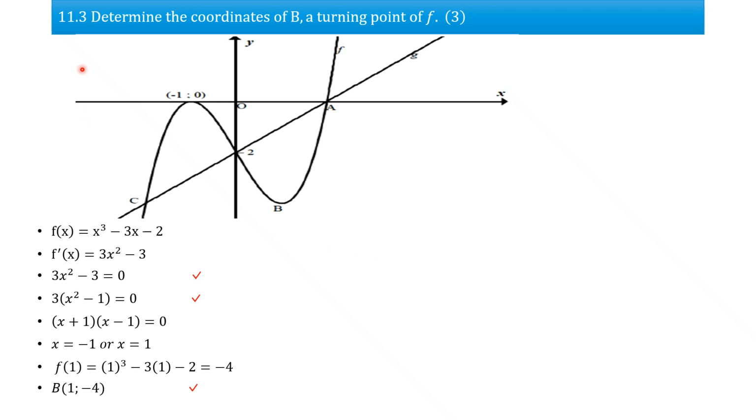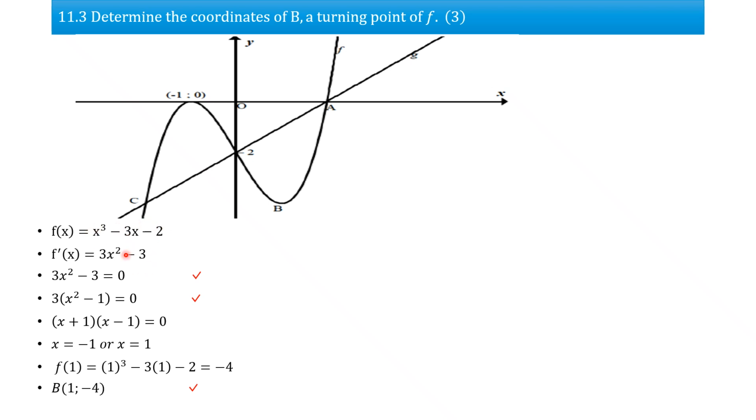Alright, so 11.3, determine the coordinates of B, a turning point of f. So you know the equation, x cubed minus 3x minus 2. We find the first derivative: 3 times 1 gives me 3, and 3 minus 1 gives me 2. 1 times negative 3 gives me negative 3. 1 minus 1, x falls away. The first derivative of a constant is 0, right?